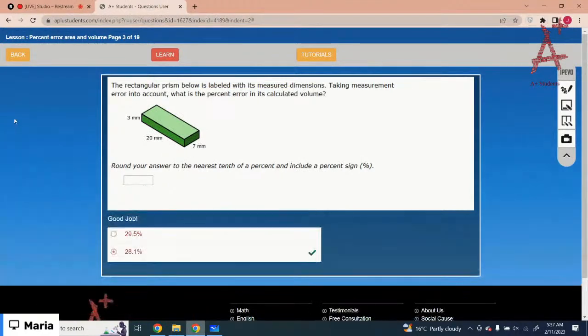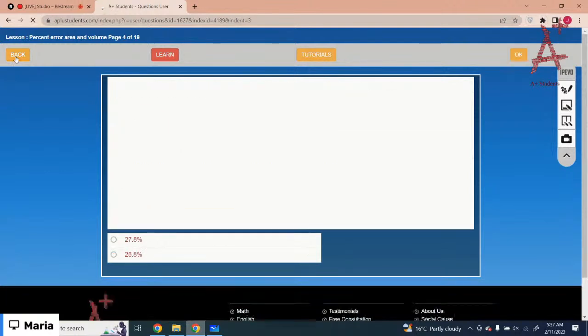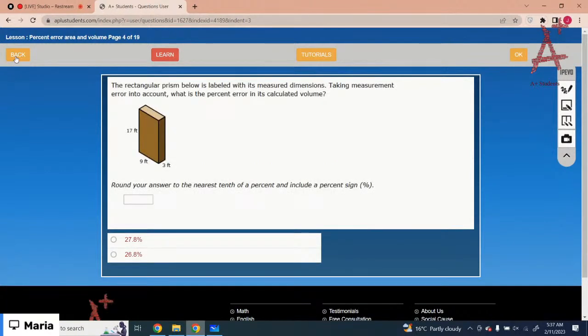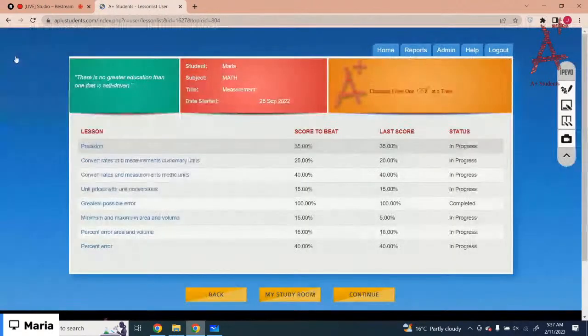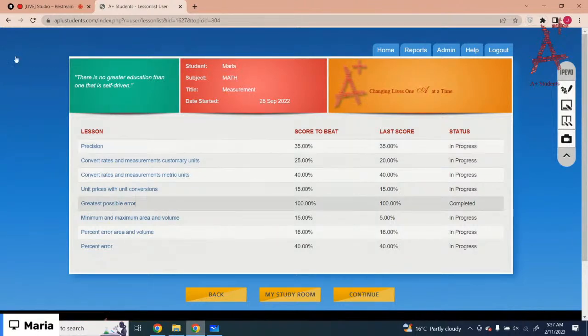Okay, you can complete the test by yourself later today. So, we were working on grade 9 maths. The chapter name is measurement. And here are the lessons we have covered today. We were working on the greatest possible error, then minimum and maximum area and volume. Then we did the error, percent error, area and volume, and then we did the percent error.